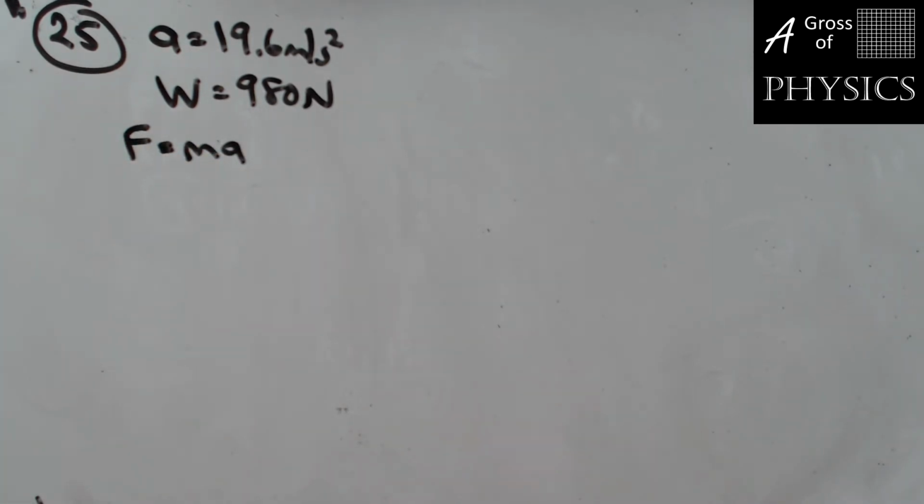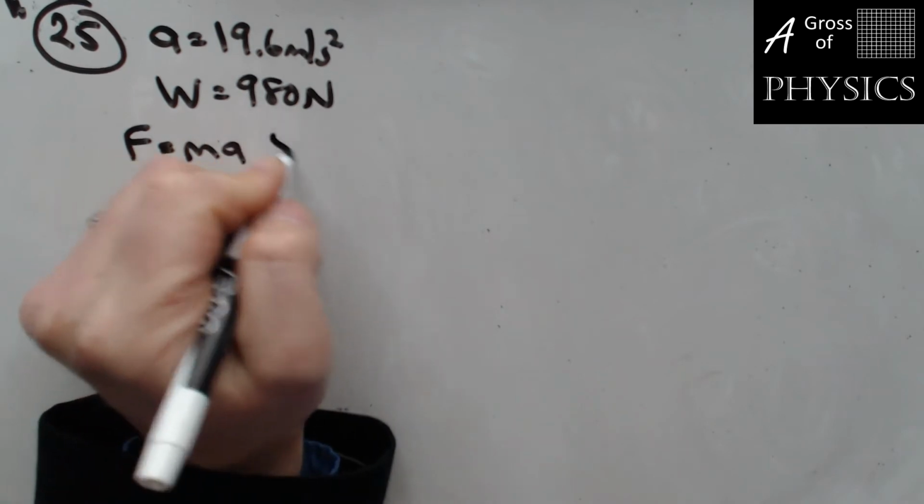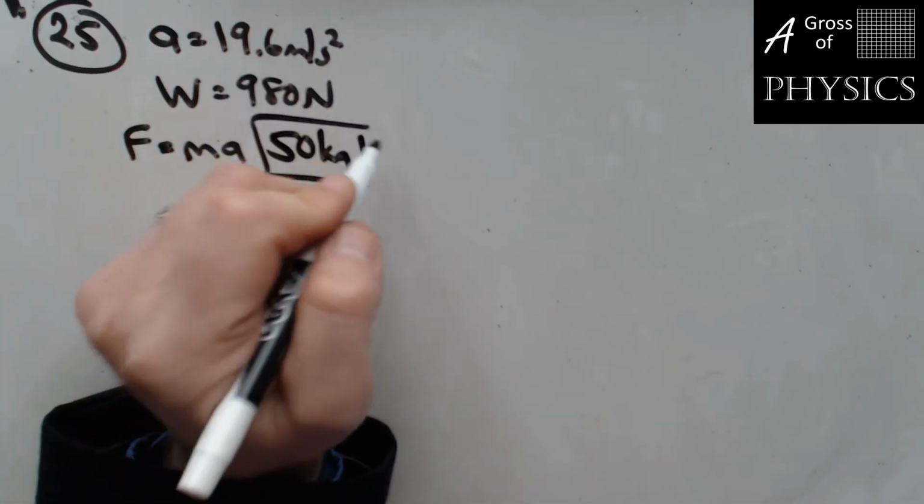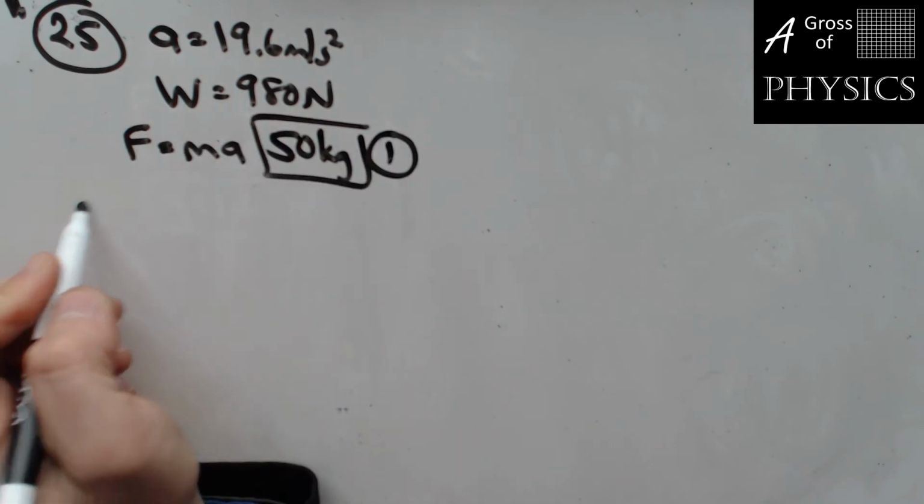980 divided by 19.6, I get 50 kilograms. Choice 1. 26.